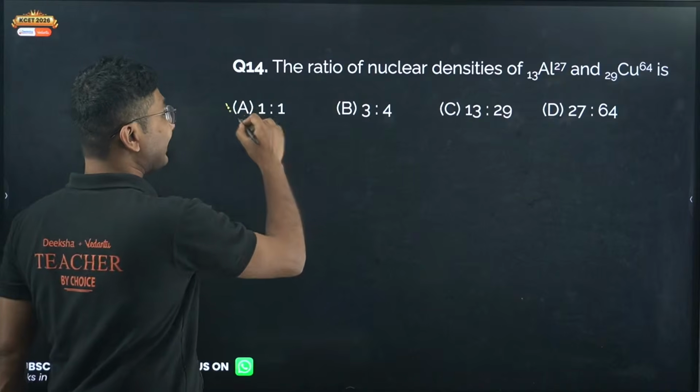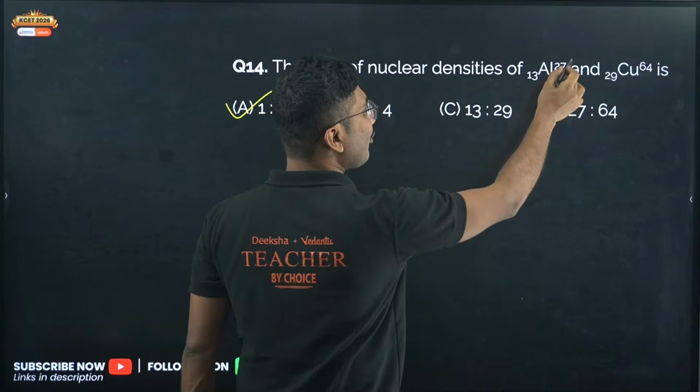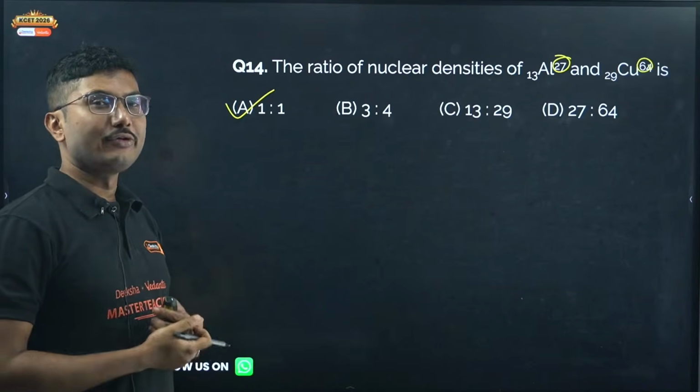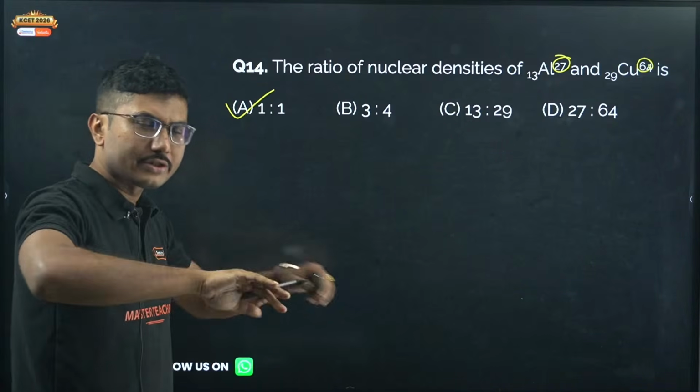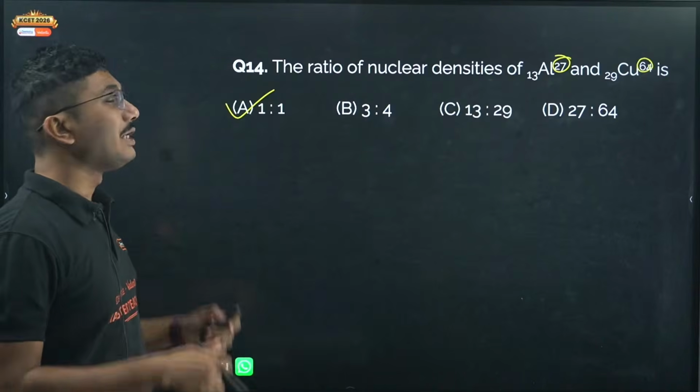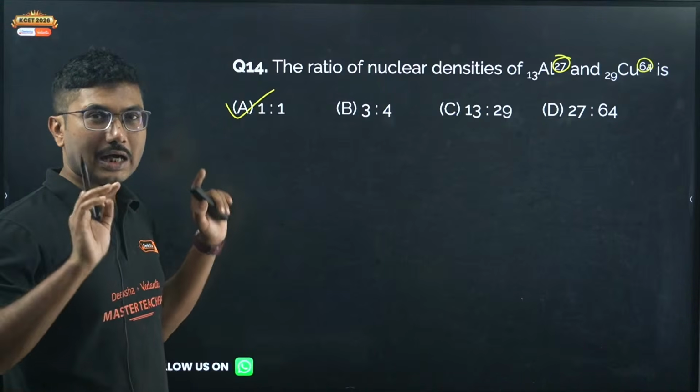Option A, yes, ratio of nuclear densities. Don't go for this trap. Nuclear density is a constant quantity. Nuclear density is constant for almost all stable nuclei. So that means nuclear density for aluminium and copper will be constant. That is 1:1 is the answer.